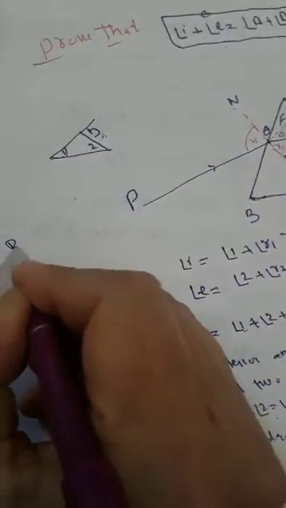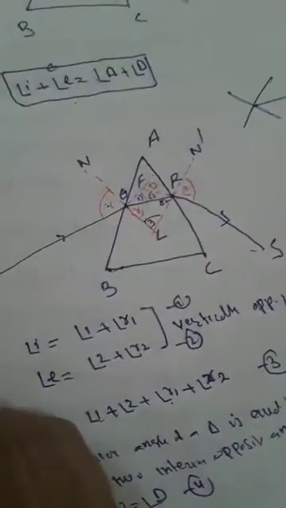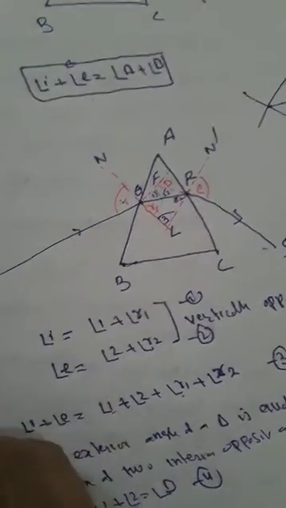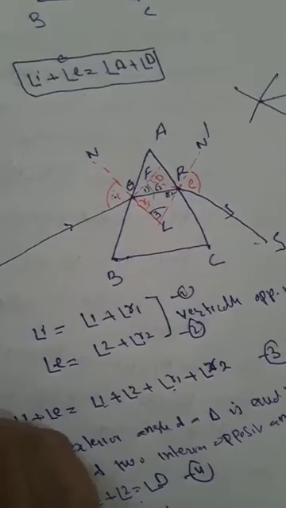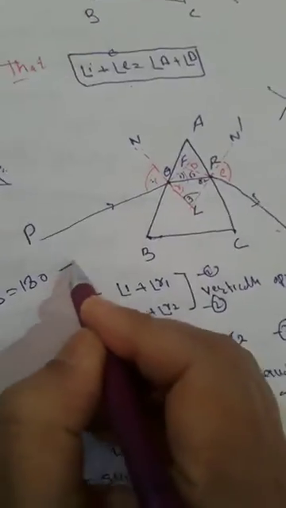But in triangle QLR, R1 plus R2 plus angle 3 is equal to 180 degrees, because the sum of angles of a triangle is equal to 180 degrees. Name this 6.